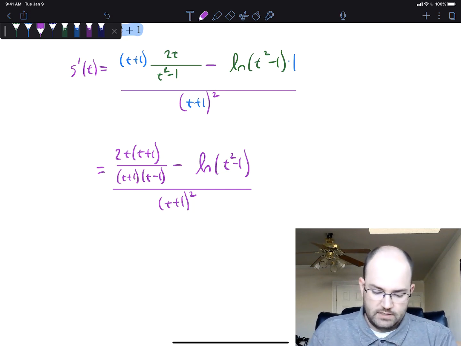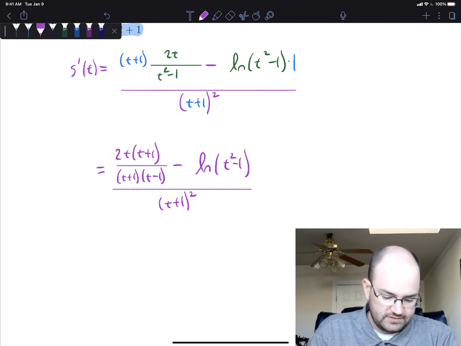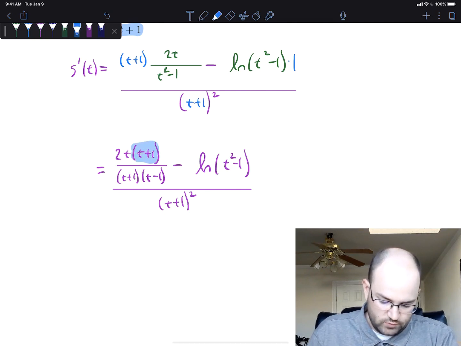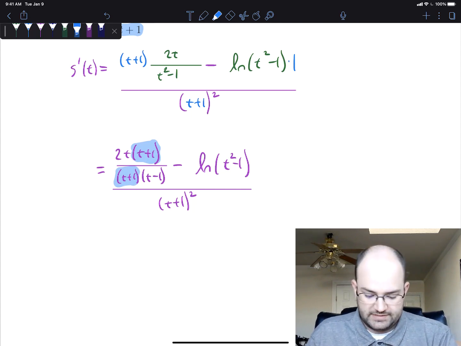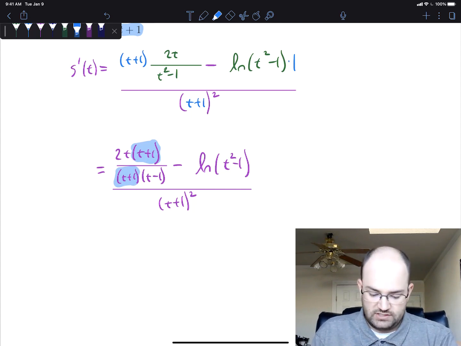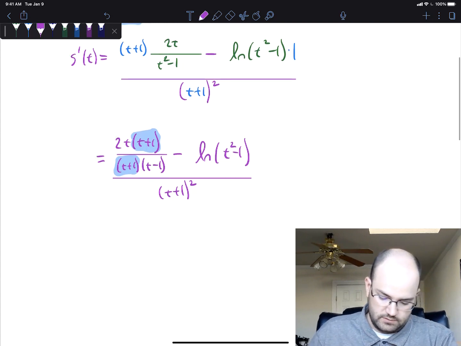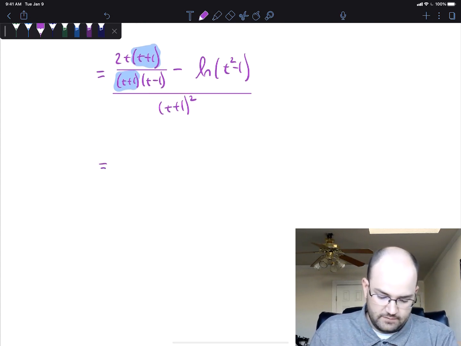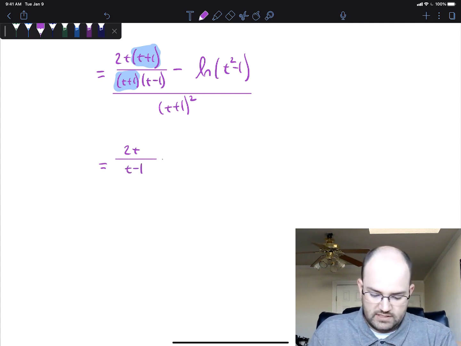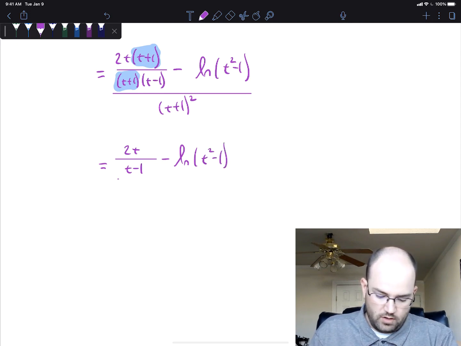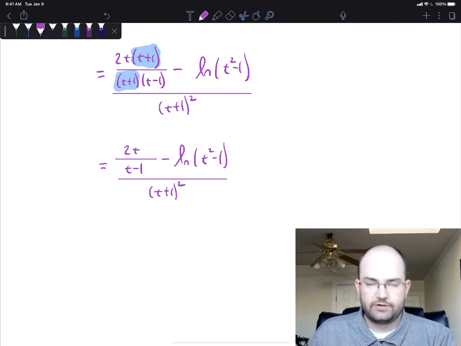Awesome. Here's the great thing about this, though. Notice that the t plus 1 here cancels with the t plus 1 here for that first term. And so that first term is just 2t over t minus 1. So we have 2t over t minus 1, and then minus the natural log of t squared minus 1, all over t plus 1 squared.